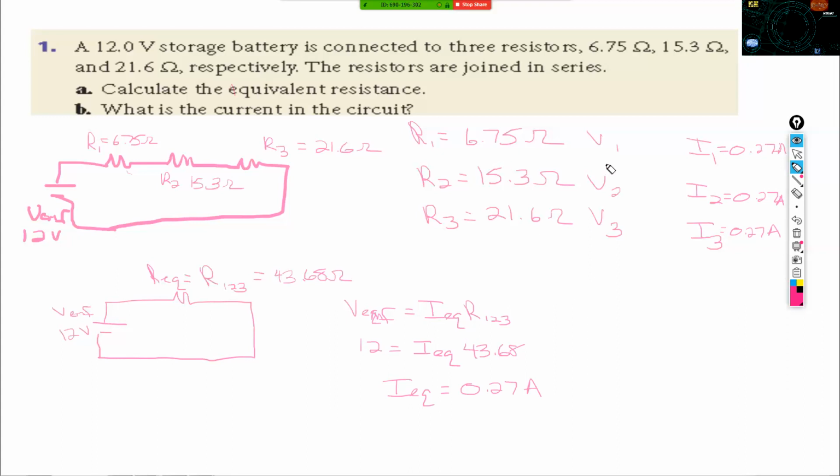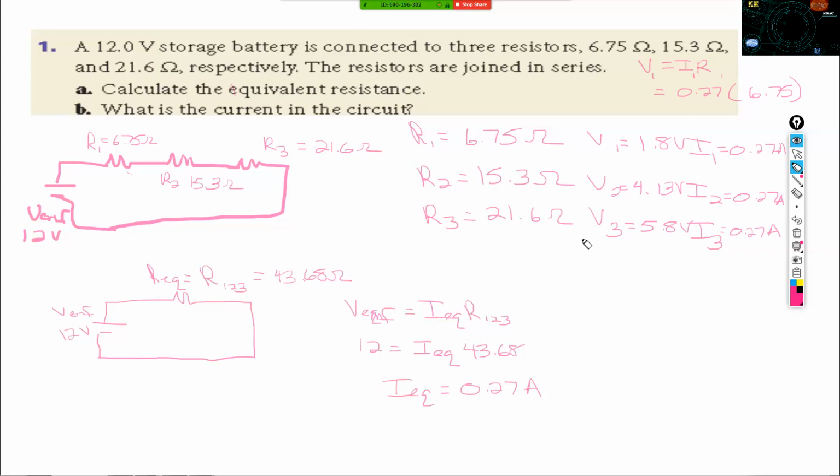Okay. So now anytime you have two of the three pieces, you can go back to apply Ohm's law, V equals IR. And so that's all you're going to do. So for instance, 1, you're just going to use all the 1 values. So you use 0.27 times 6.75. Plug and chug to find the voltage drop. You get about 1.8 volts. For this one, you should get about 4.13. And for this one, you should get about 5.8.